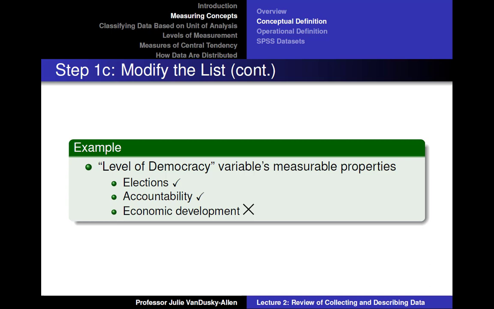However, we should leave out the economic development property. Economic development is not an inherent property of democracy. As long as a country has elections and leaders are held accountable for their actions, it is a democracy. Its economy does not have to be developed. A country could be a poor democracy.